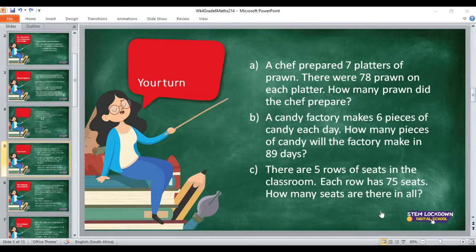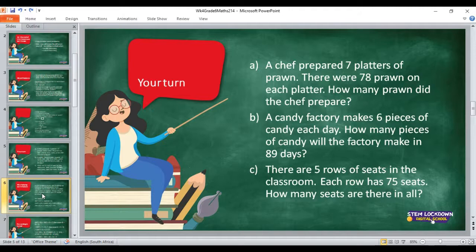All right, I have Karabo answered 375. That is correct. There are 375 seats in the classroom. That should be your closing sentence after you have written everything down. Thank you so much. And Caleb also has 375. Thank you so much for your answers. I see there are also more people who have given the correct answer. Now let us continue with our lesson.